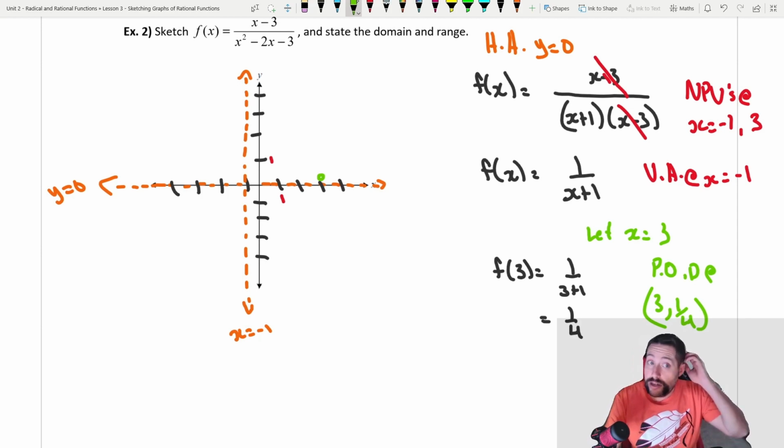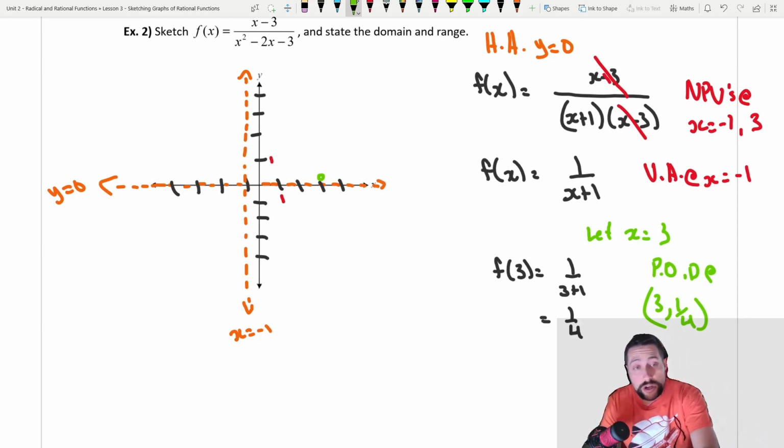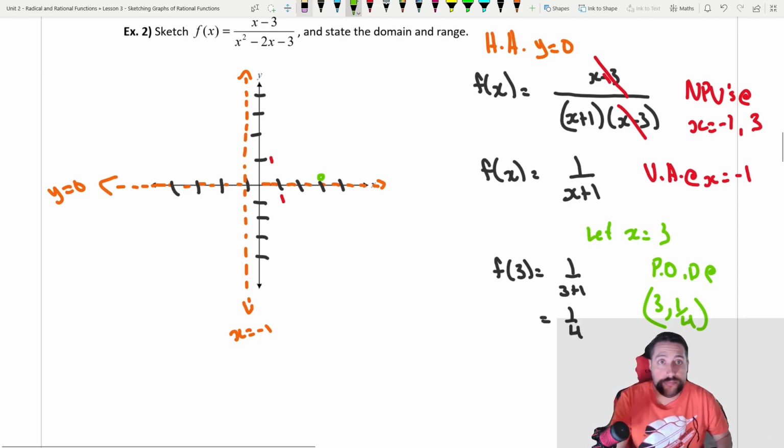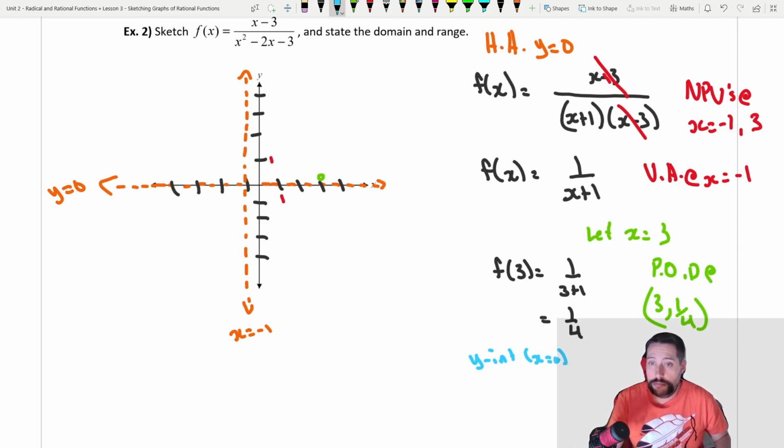We need to find another point on either side. Since we found the point of discontinuity on the one side, that counts as a point. Okay, so we can also find the y-intercept. So let's go ahead and find the y-intercept. For the y-intercept, we said x is equal to 0. So again, y is equal to 1 over 0 plus 1, which is equal to 1. So that means the y-intercept is going to be at 1. I can put that there.